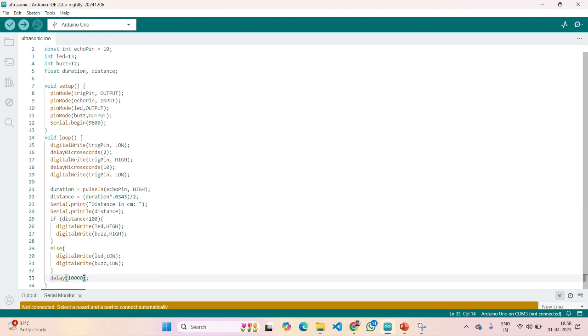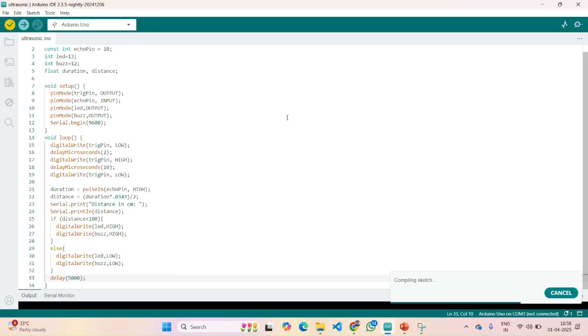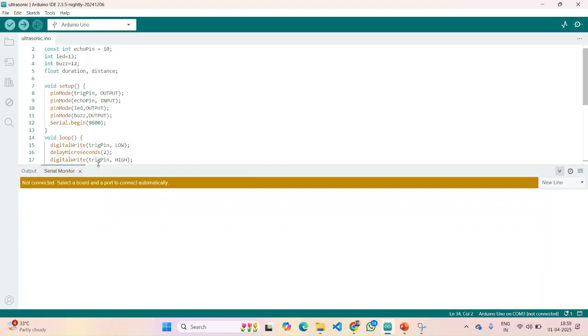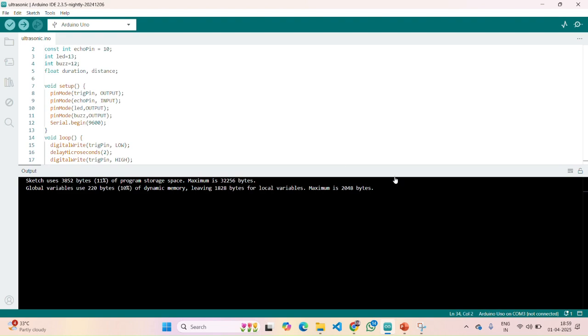Let me reduce the delay time also. This delay function is in milliseconds and this one is microseconds. Let me take 5 seconds. Let me compile the program first. Compiling is done. Let me see whether we got any errors or not. Oh, this is the serial monitor. Yes, there are no errors. Now I am going to upload this code and we are going to work with the hardware components.